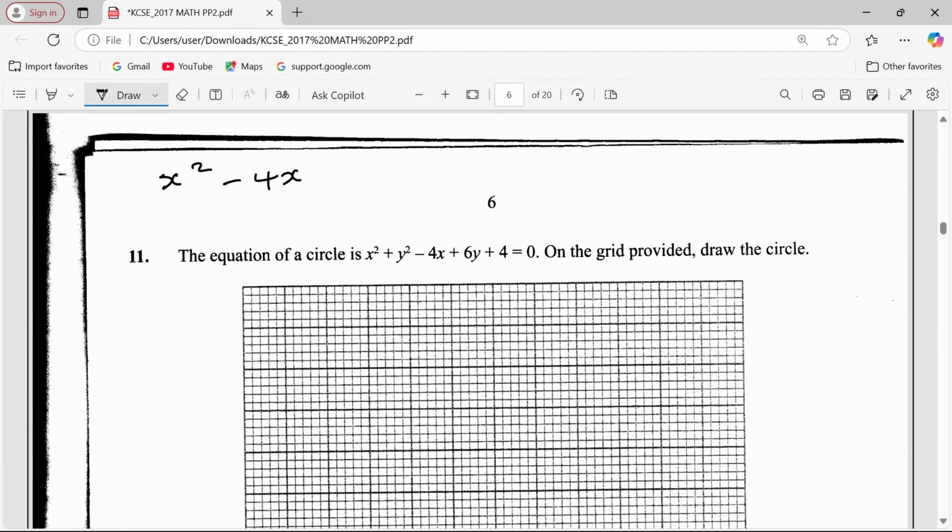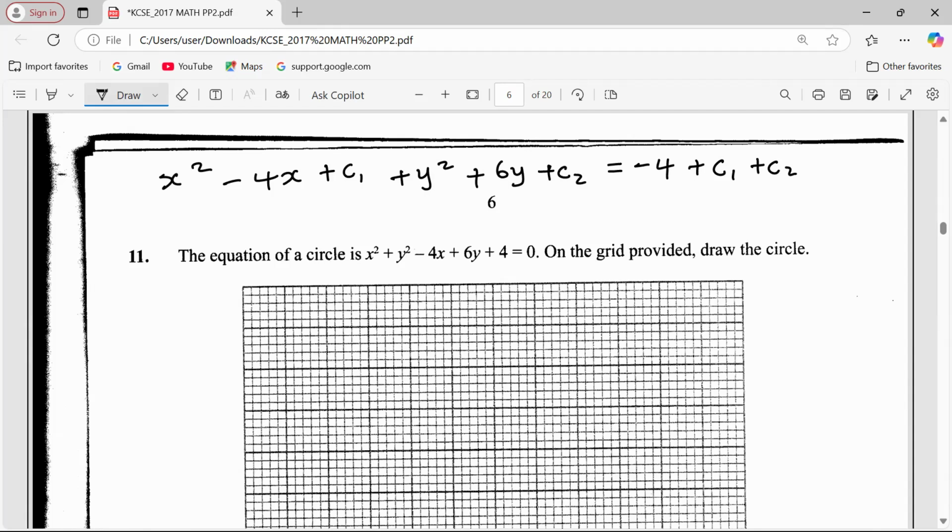minus 4x. Then we will be adding a constant here so that we make this one a perfect square. The y part now, y squared plus 6y. We also add another constant here to make the y component a perfect square. Then now we take the constant to the other side. There is a minus 4. And we will be adding the same constants on the right-hand side.